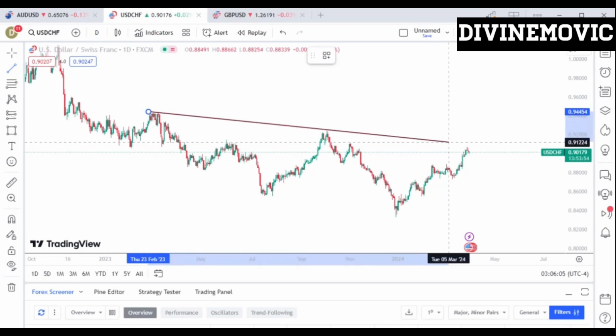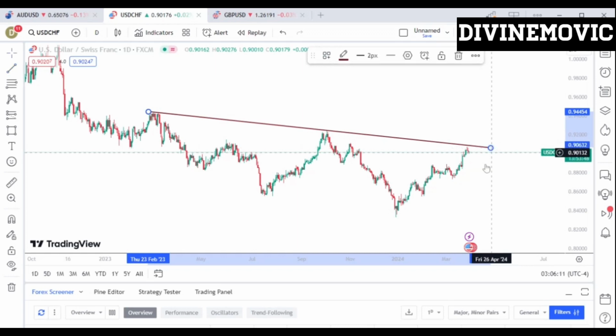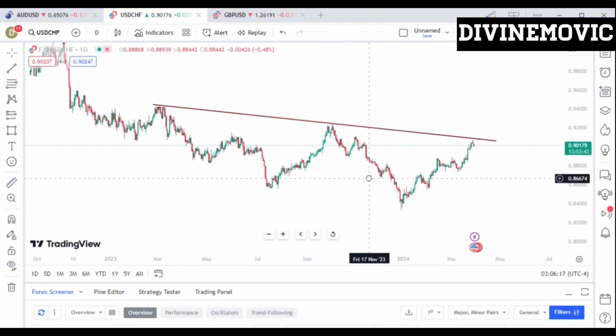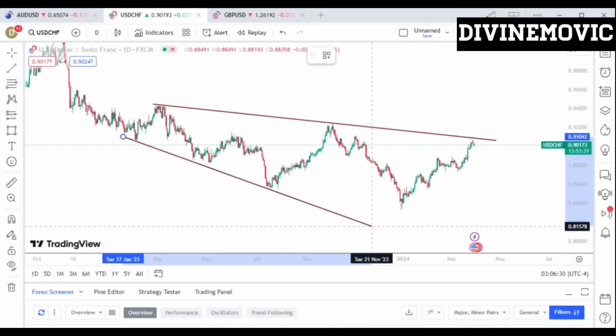Now you can clearly see at this point here that this places a strong resistance. Why? Because there's three valid touches. This is the first touch, second touch, and this is the third touch currently. Now where is the support level for this resistance? Now you can clearly see that this place is a strong support level as well too.